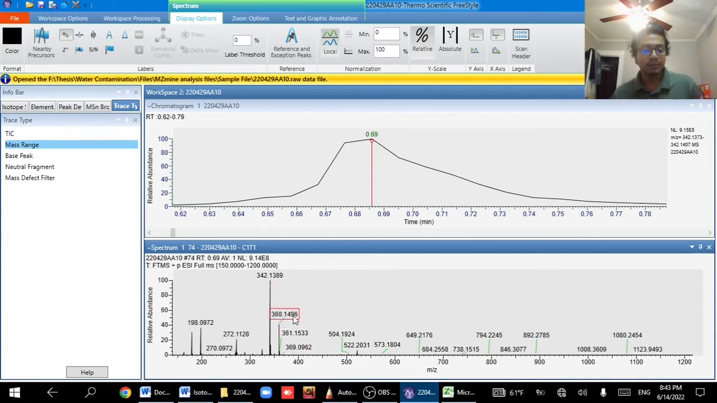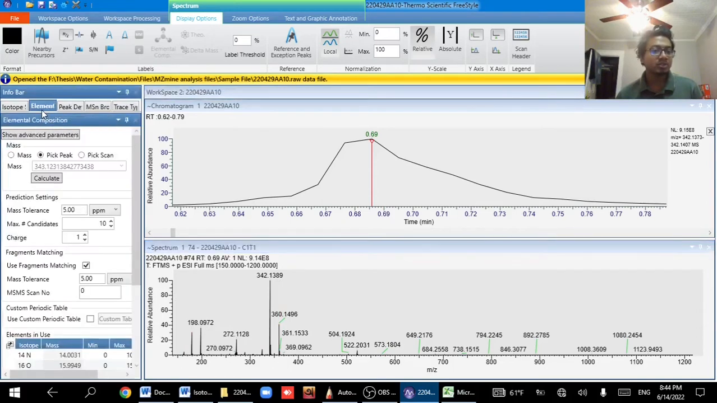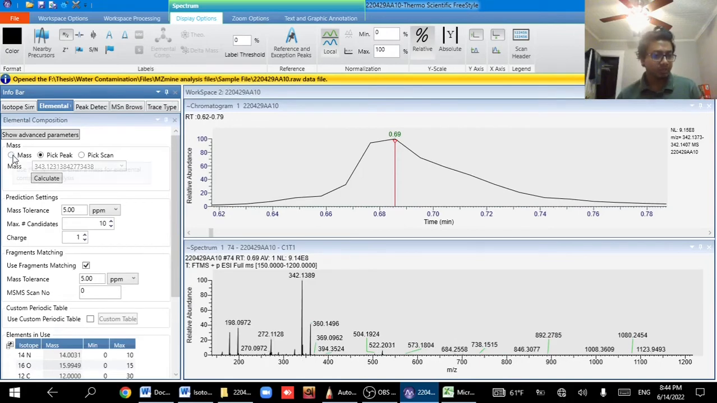Okay, so let's start to find out the chemical formula. To do that, you need to go there. Just assume that there is nitrogen, oxygen, sulfur, phosphorus, like those elements, and you need to find the exact or nearest possible chemical formula of 342.1389. To do that, go to the element section here. You can see, okay, so input the mass here, and it was 342.1389.